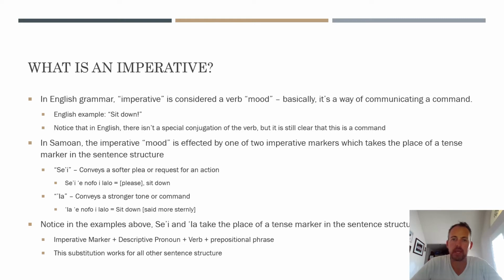In Samoan, though, that imperative mood is really affected by what I'm going to call imperative markers. And these imperative markers take the place of regular tense markers. Again, if you're listening to this and you're thinking, what in the world's a tense marker? Go back up to that playlist and look up the video I did on simple verb sentence structure, and you'll get an introduction to tense markers there.